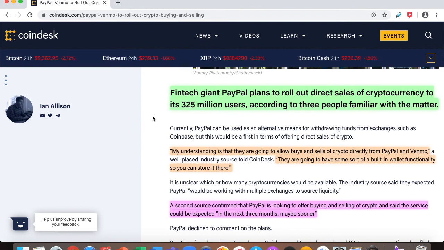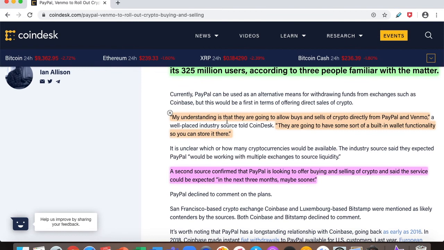So this rumor has been reported from multiple sources, but I'm going to go with the CoinDesk article. The headline reads, "Fintech giant PayPal plans to roll out direct sales of cryptocurrency to its 325 million users, according to 3 people familiar with the matter." So my understanding, this is via a well-placed industry source. So we don't have an actual name for this, but my understanding is that they are going to allow buys and sells of crypto directly from PayPal and Venmo. They are going to have some sort of built-in wallet functionality so you can store it there. So you actually already have your Bitcoin wallet there, your crypto wallet.